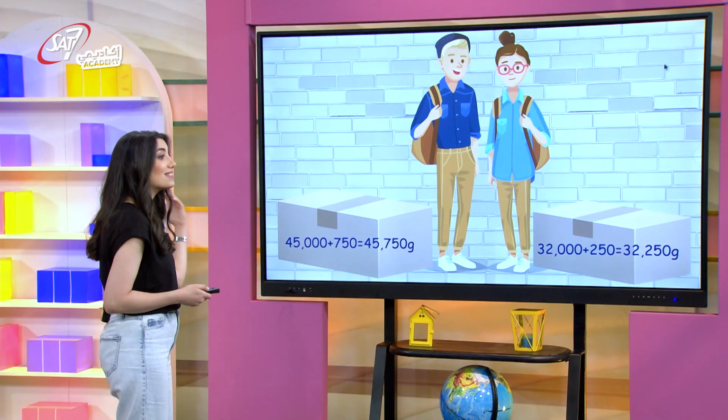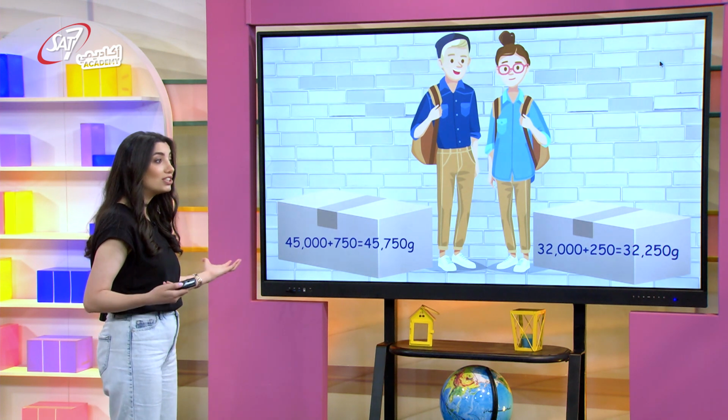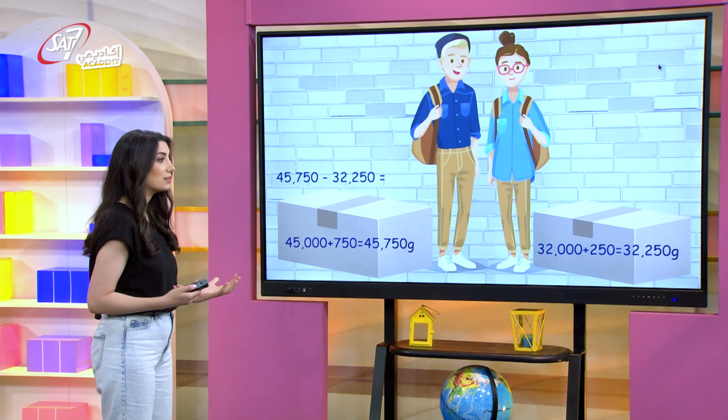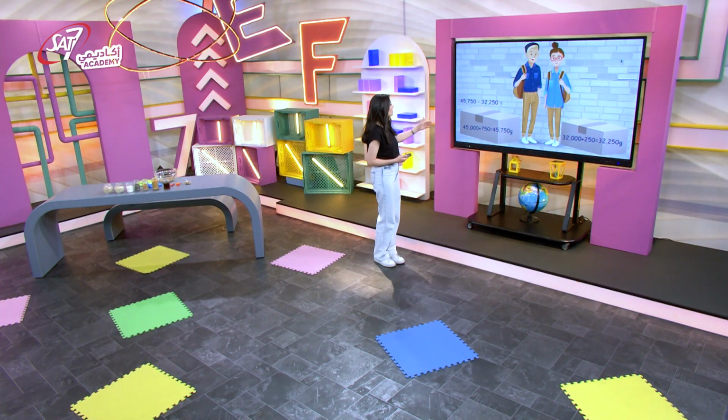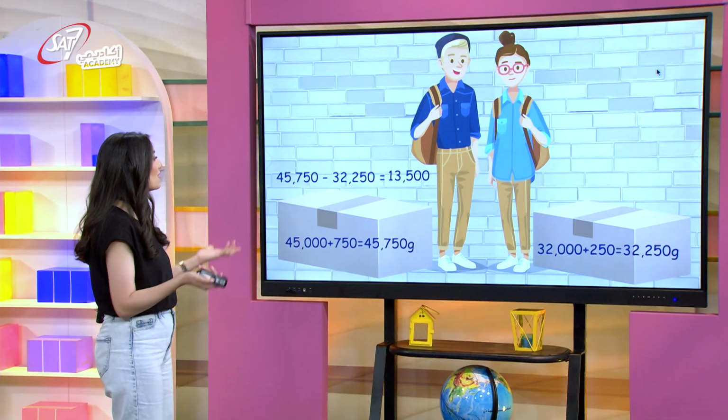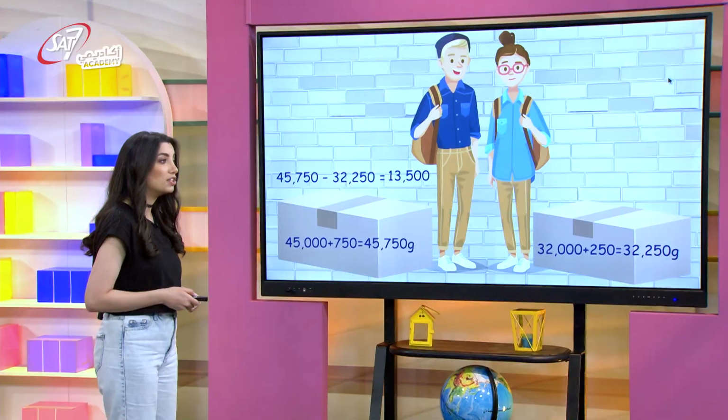Kamal's box is heavier. By how much? We need to find the difference between those two numbers. We should subtract 45,750 minus 32,250. The answer is 13,500. So Kamal's box is 13 kilograms and 500 grams heavier than his sister's box. Or we can also say 13 kilograms and a half.